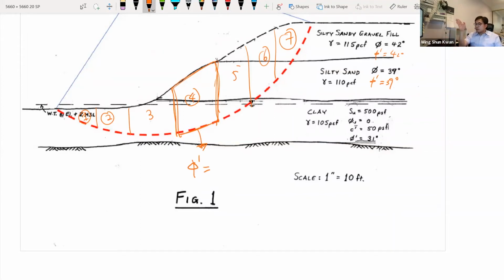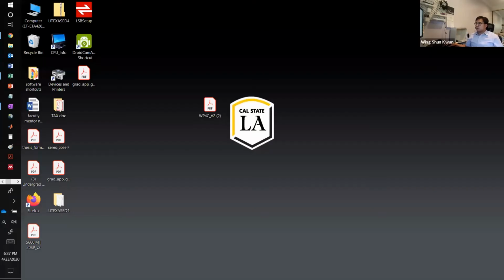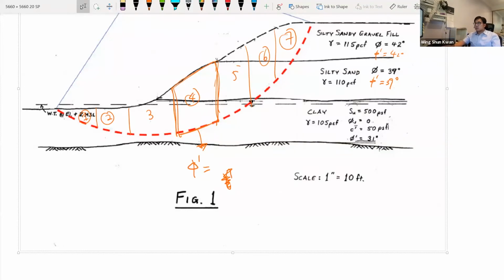I want you to think about it. So for this slide number 4, what kind of phi prime do you need to use? And also, what kind of unit weights will you use? Or we can just talk about the phi prime first. Anyone? You can either speak up or type your answer.